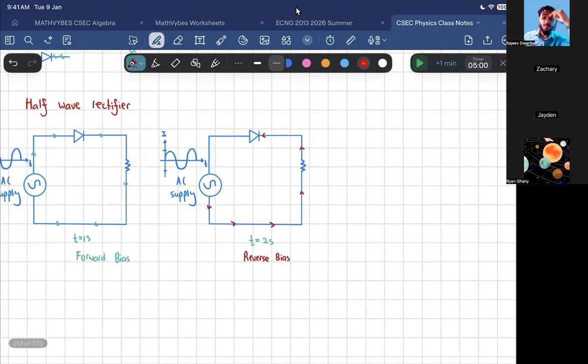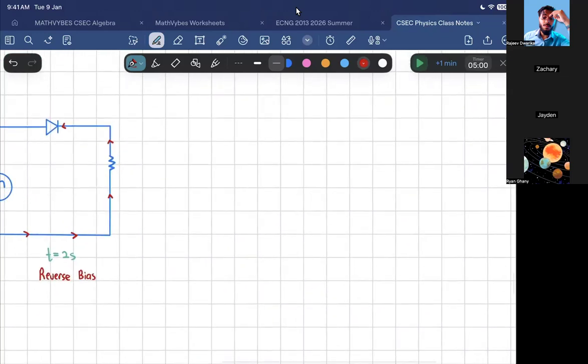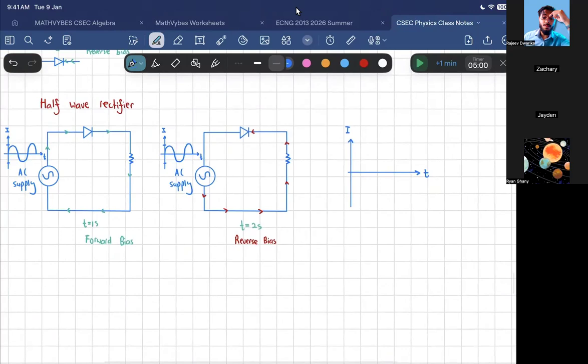Zachary, if we were to draw a graph for the current going through the resistor, tell me, would we be conducting current for the full 360 for the full period, or would we only be conducting current half of the period? Half of the period. Right. So let's understand what happened. You see this over here, Zachary, you see where the current is passing through? Yes, sir. Right, this is called the positive half cycle.